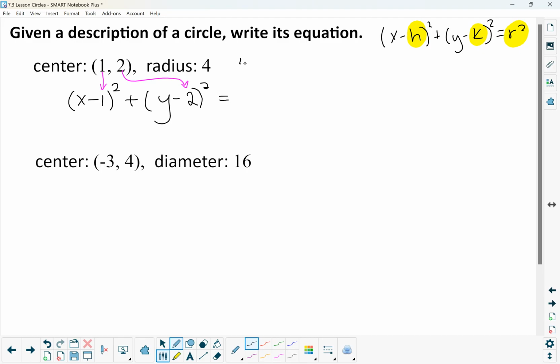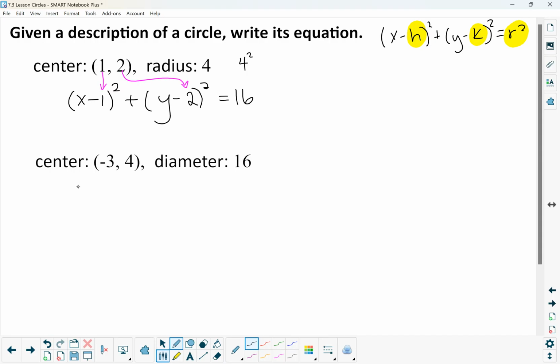Now, in the equation, we don't want you to write a 4 squared. We want you to simplify it, so we want to write a 16 there because 4 squared is 16. We do want to make sure we square it, so we don't want to put a 4 there, but you should simplify it to be 16.